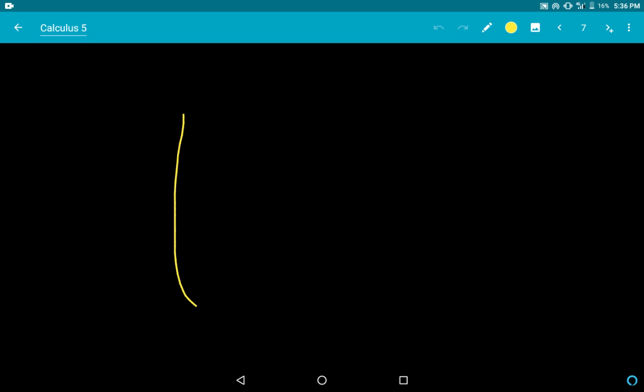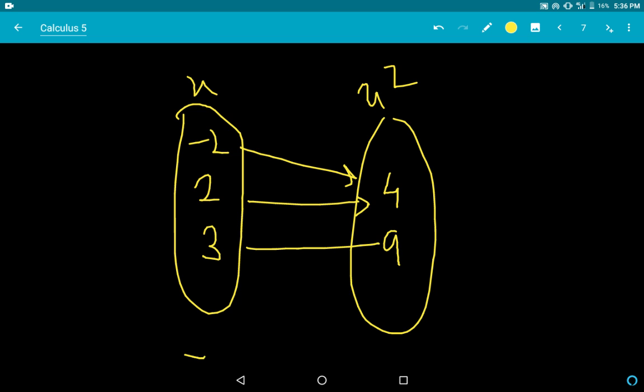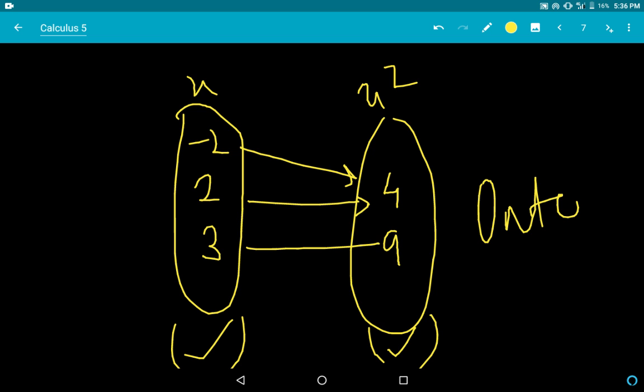For example, if I give -2, 2, 3 and I give you here 4 and 9, so as you can see, if this is x to x square, you will say everything here is mapped, everything here is mapped. So such a function is now known as what? Onto functions, if both sides are mapped.